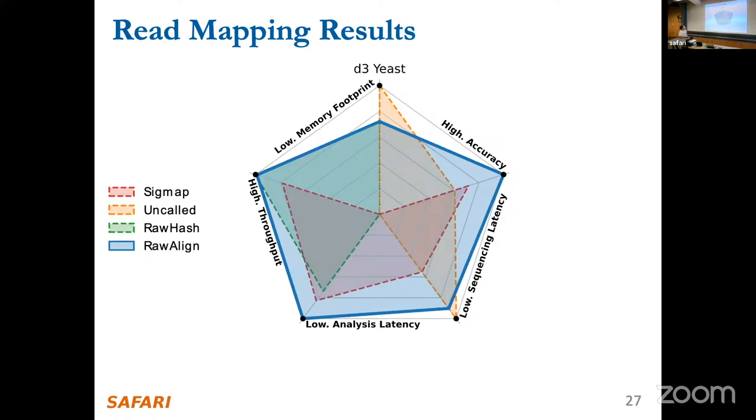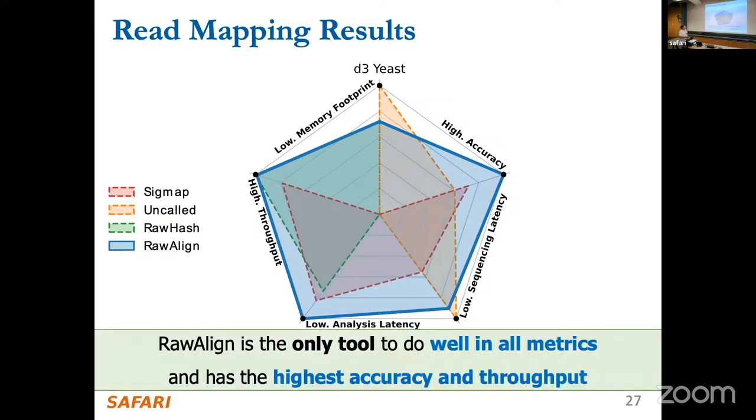So we did that on these three yeast data sets for our baselines and RawAlign. And well, we're seeing quite a nice thing here. RawAlign somehow does really well in all metrics. If you look at the baseline tools, so RawAlign is in blue, let's pick SIGMAP here. SIGMAP has kind of low analysis latency. It does well in sequencing latency. It has good, well, reasonable accuracy. But SIGMAP, for example, has terrible memory footprint.